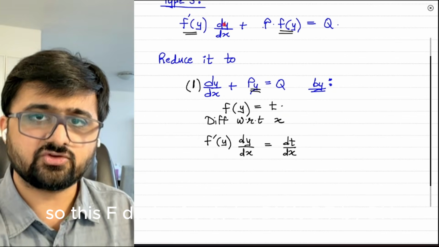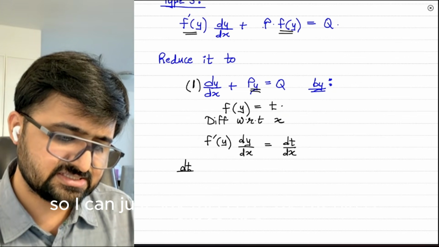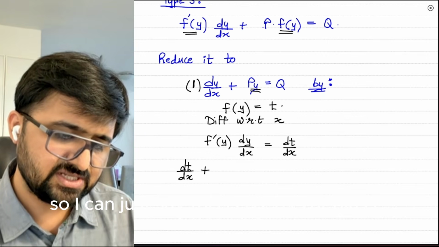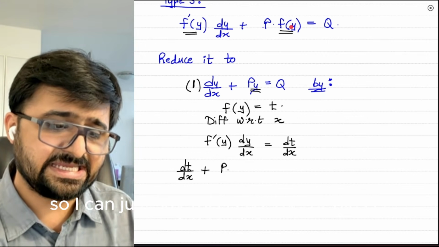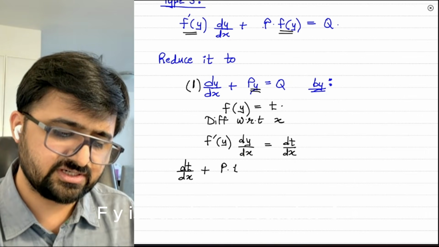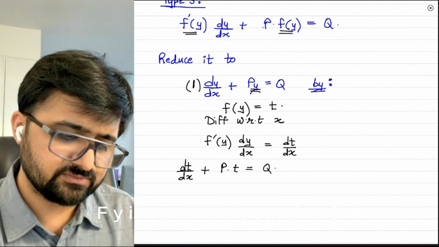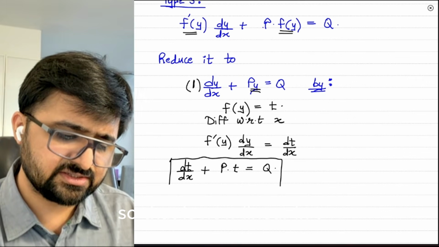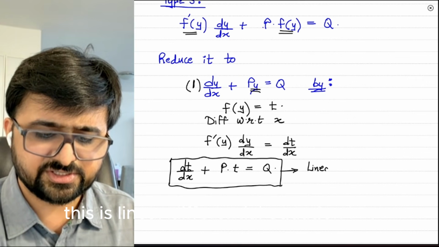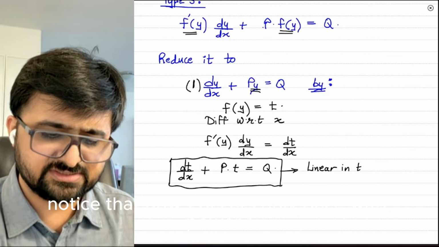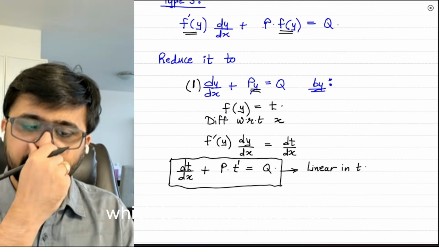Okay, so we can make that substitution here. This f'(y) dy/dx is dt/dx. So I can just say this is dt/dx plus p times t. This is t, I'm making the substitution: f(y) is equal to t, is equal to q. So that is now linear in t. This is a linear differential equation in t. Notice that now t occurs only once with power 1, which is why it is linear in t.